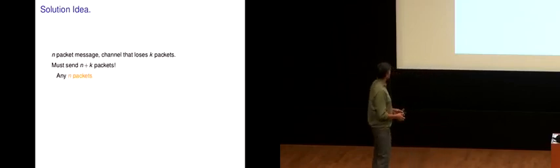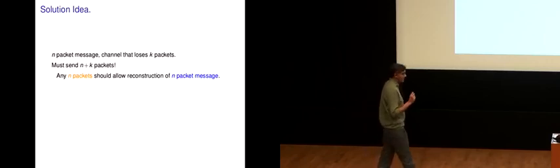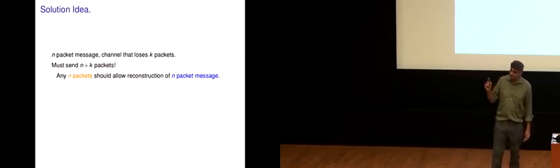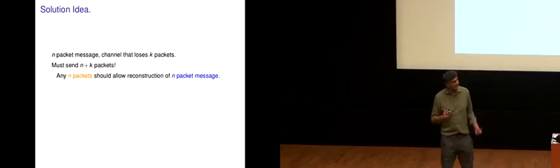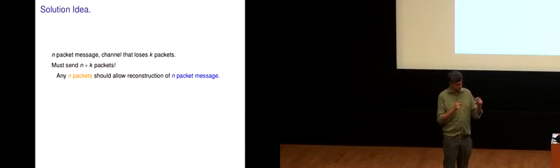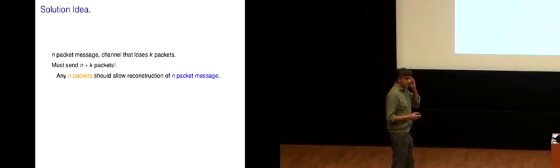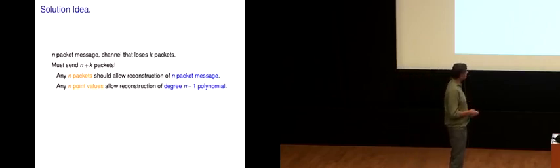Okay? And so now you want to say any n packets should allow the reconstruction of an n packet message. Any n packets. Right? Did you see where that wasn't true in the previous case? If we just made 2 copies of every packet, if we lose both copies of one packet, we're done. Even if we get all the other packets. Okay? So there's a thing that we've seen before. Any n point values allow the reconstruction of a degree n minus 1 polynomial.